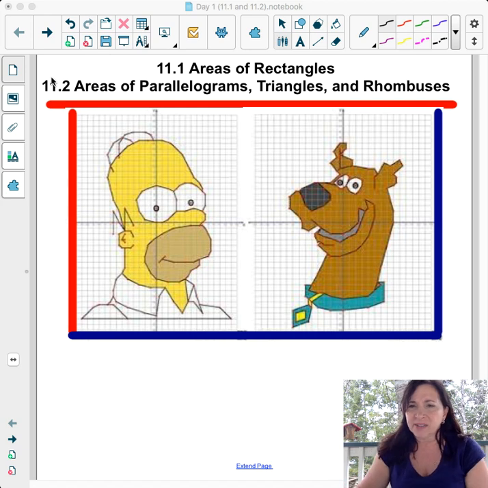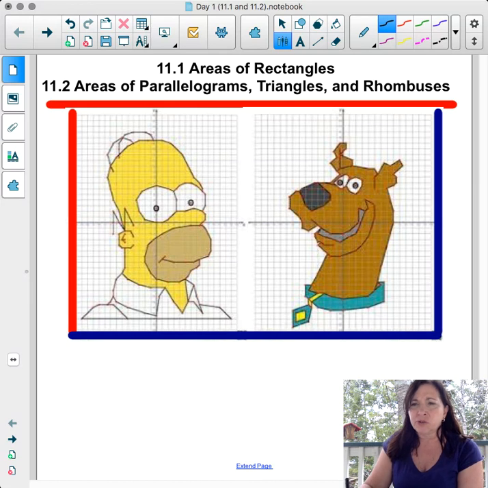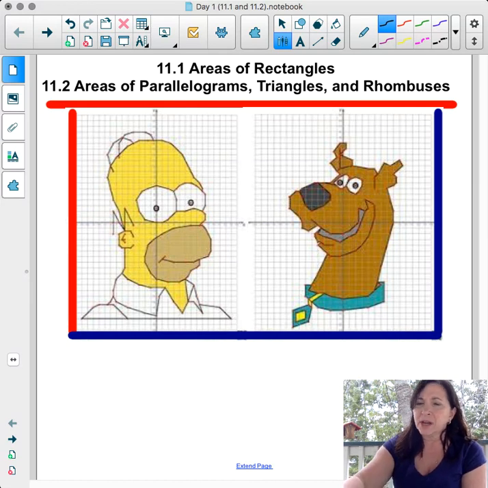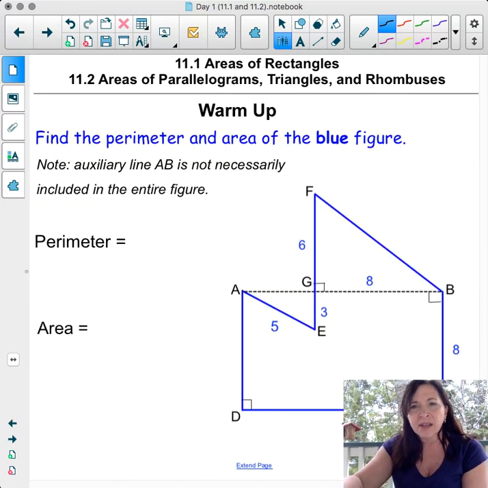Hi everyone, today's lesson is on areas. So areas of rectangles, parallelograms, triangles, and rhombuses is what we are going to cover for today. So let's get started. The first is a warm-up.